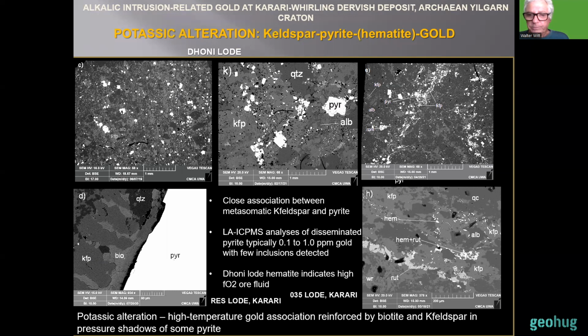The SEM image on the bottom right shows a replacive zone of K feldspar associated with hematite and pyrite, indicating that this was an oxidizing hydrothermal event. The hematite is replaced progressively by rutile as the contact with reduced wall rocks is approached.